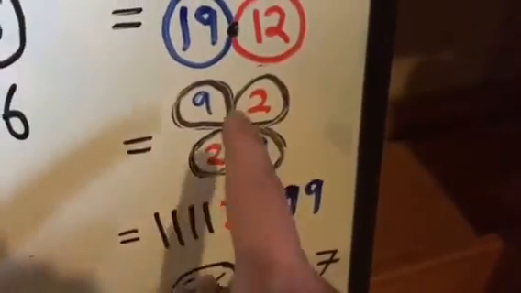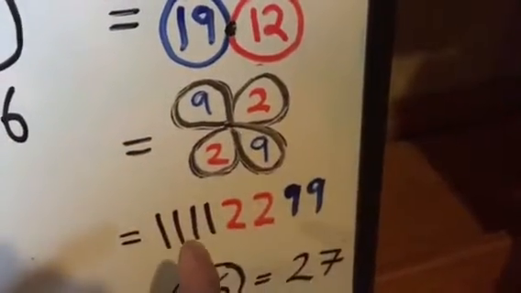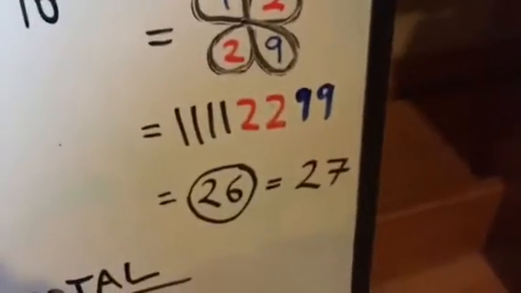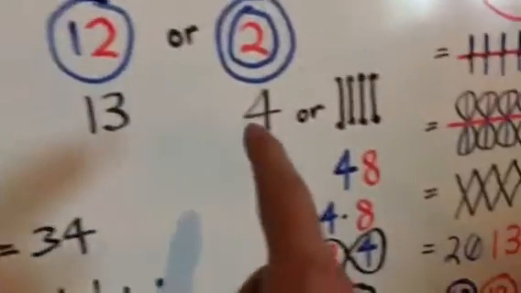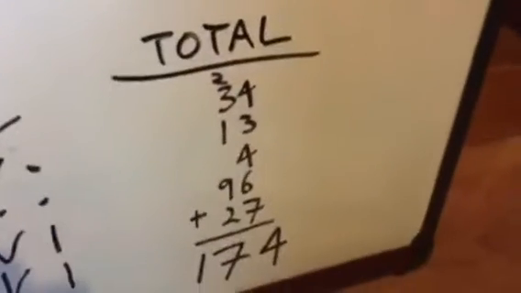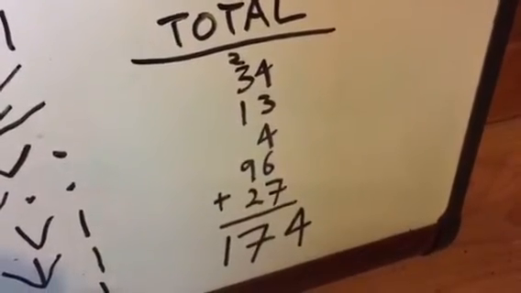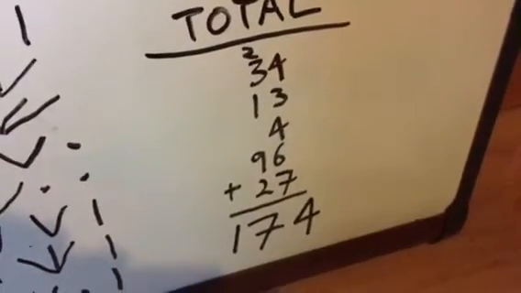And when you write it out, that's actually going to be a 1, a 1, a 1, and a 1, with 2, 2, and 9, 9. When you add those up, you're going to get 26 in a circle, which is equal to 27. What I find rather funny is that 34 plus 13 plus 4 plus 96 plus 27 is equal to 174 magnets in heaven when you count your 5 rings and your 14 axles.